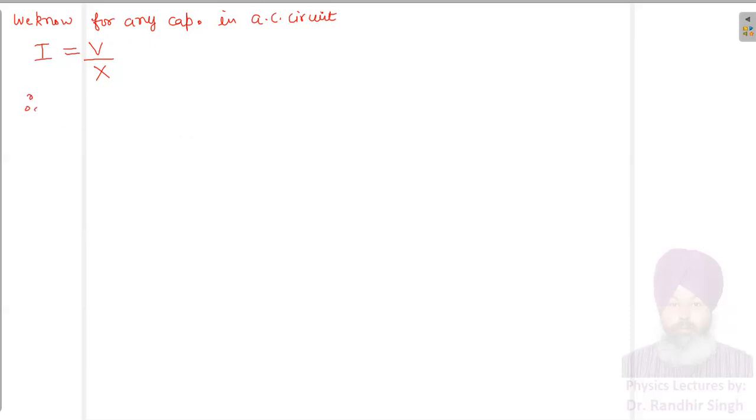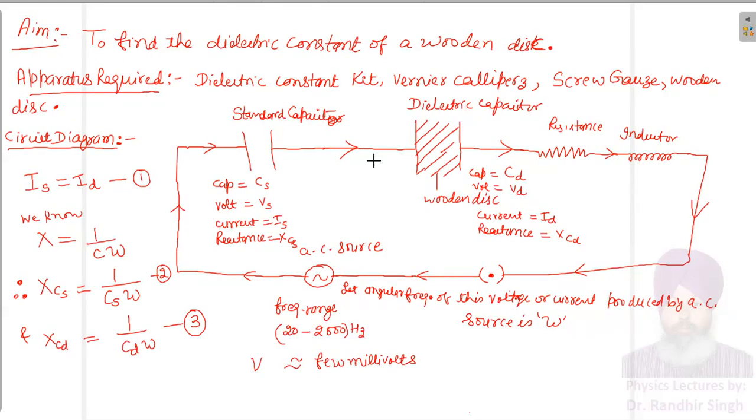Therefore, what should be the formula of Is? Is should be equal to voltage across standard capacitor divided by XCS. And what should be ID? It should be voltage across second capacitor divided by reactance of the second capacitor. Let me show you the previous page. You see, this is the voltage and this is the reactance. Similarly, this is the voltage and this is the reactance. Is it okay?